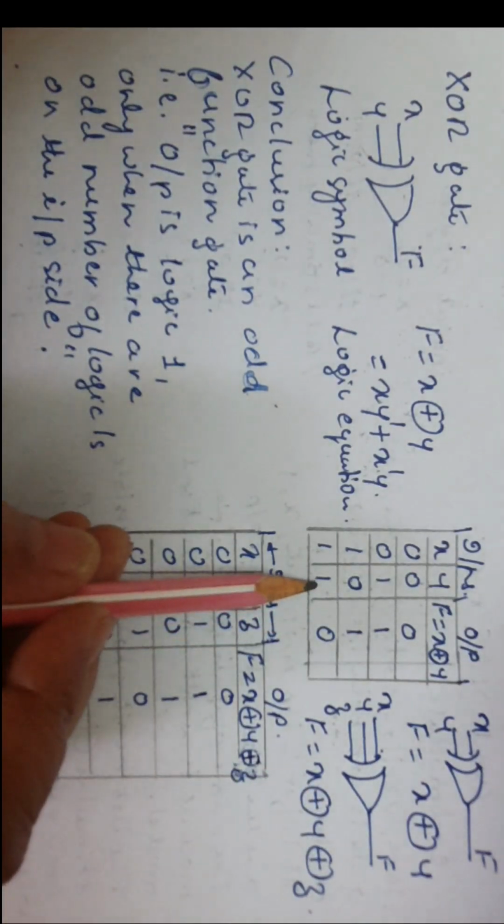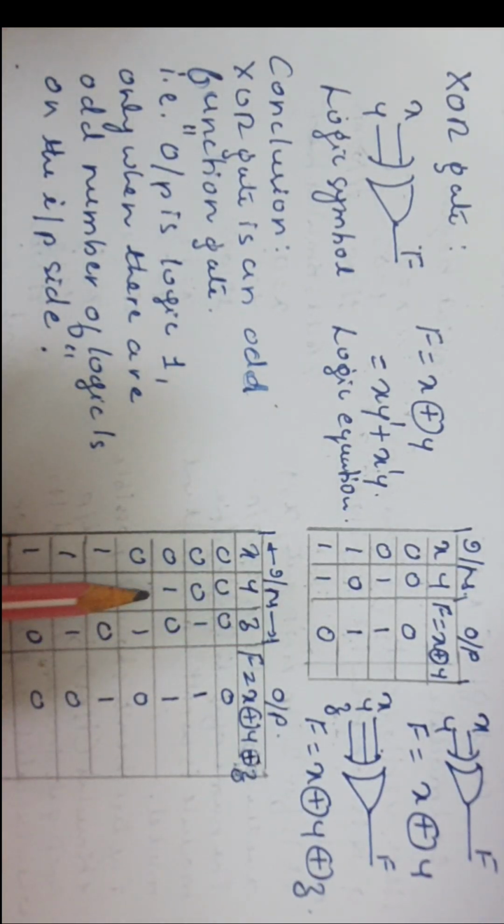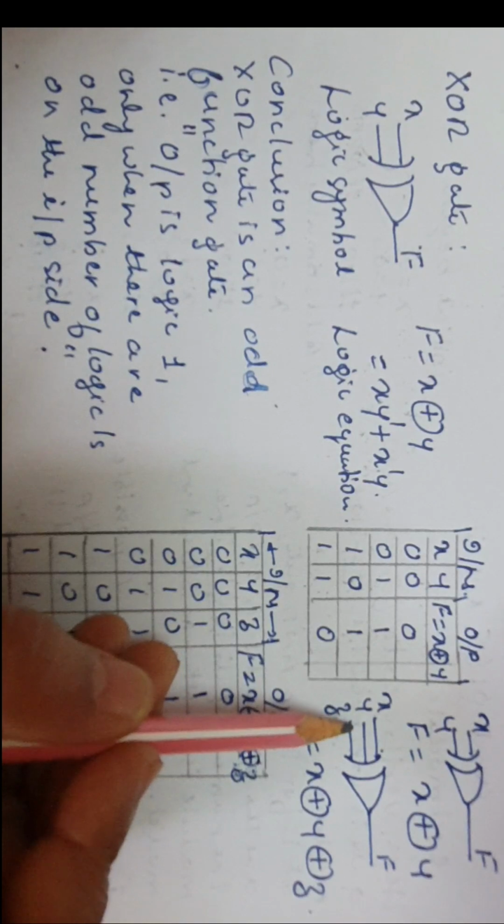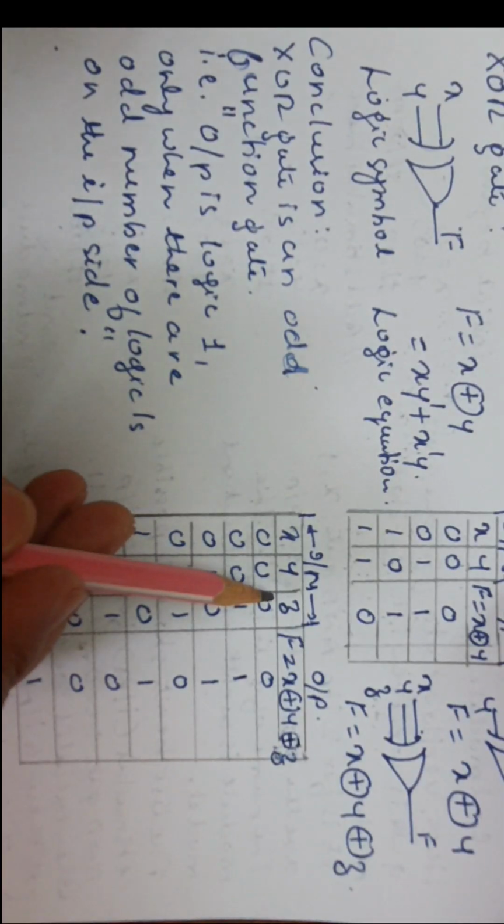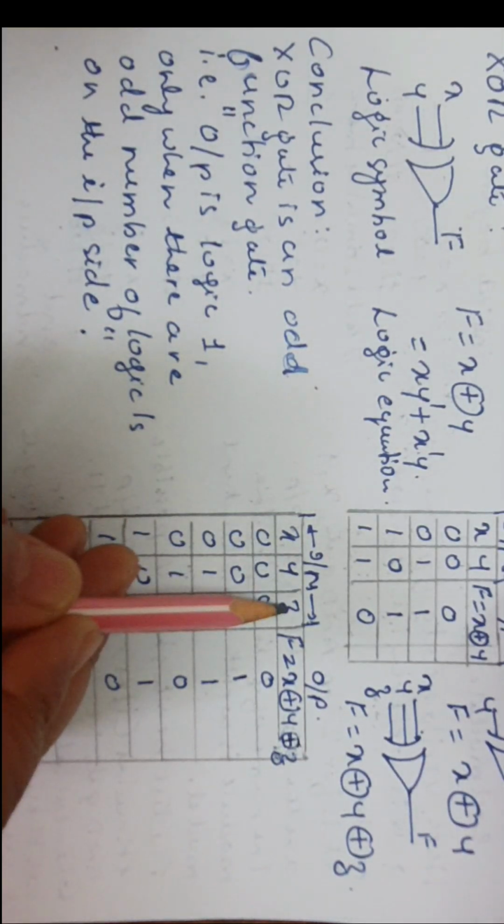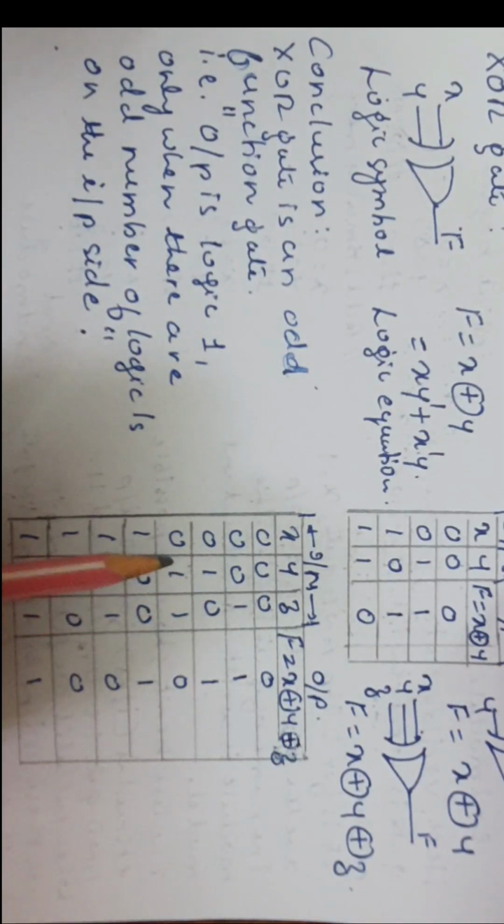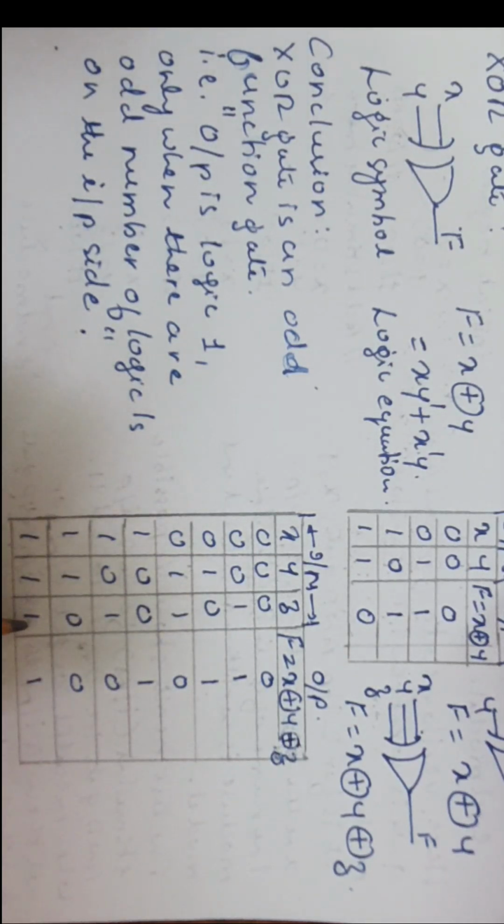Because only with the 2 input XOR gate truth table we cannot conclude its behavior. So let us see the truth table of a multi-input, that is 3 input, XOR gate. This is the truth table for the 3 input XOR gate. X, Y, Z are the 3 inputs. With 3 inputs, 2 raised to 3 possible input combinations will be there, that is from 0, 0, 0 to 1, 1, 1.